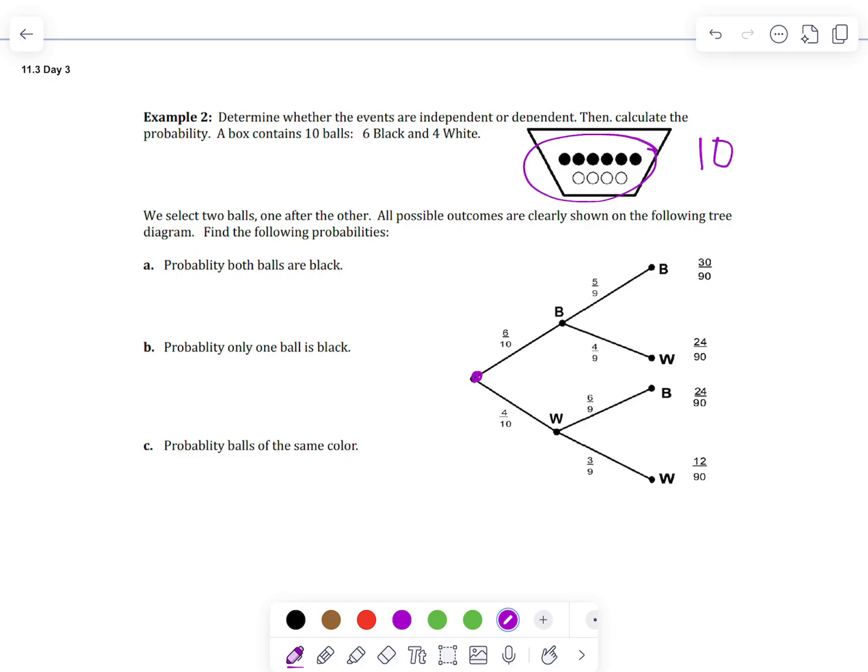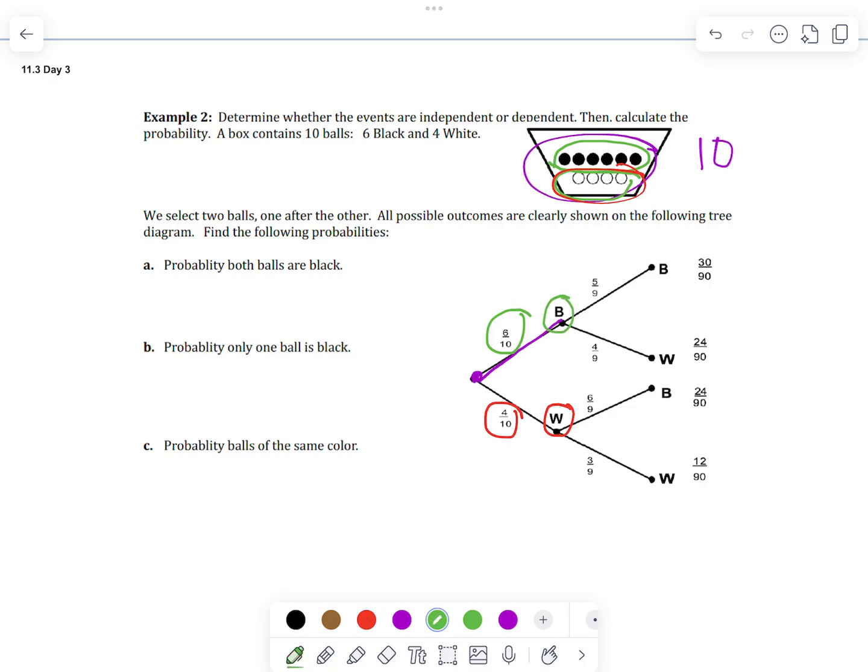So this is the starting point. When you create a tree diagram, you have a 6 out of 10 for that first selection, or 4 out of 10 to get black, or excuse me, get white. So here's the white, here's the black.